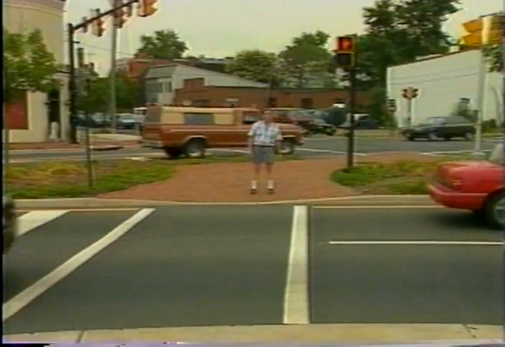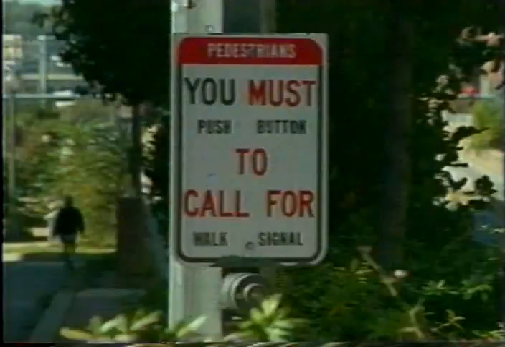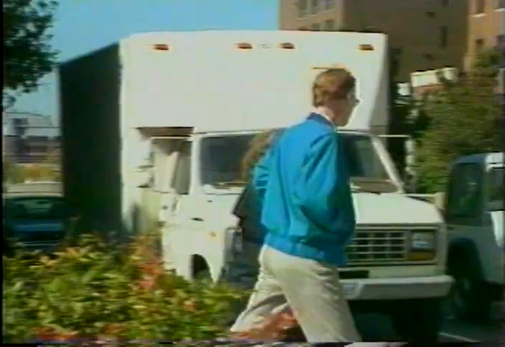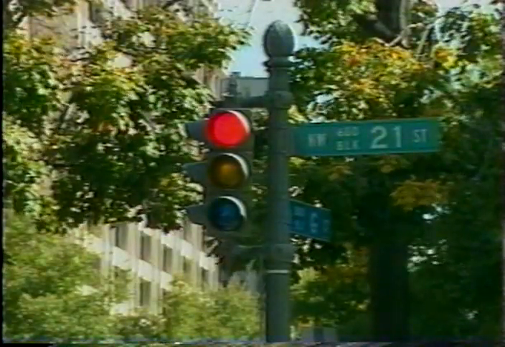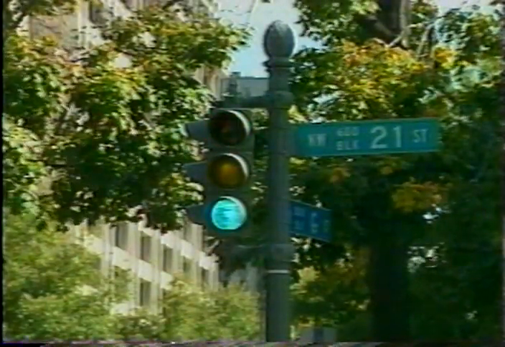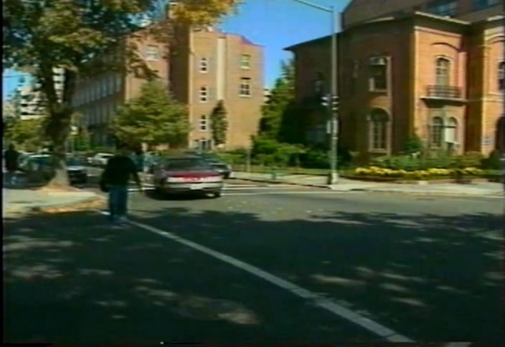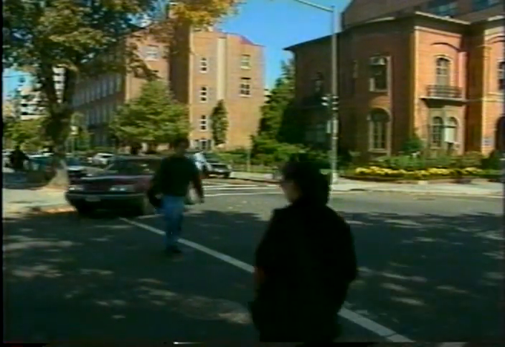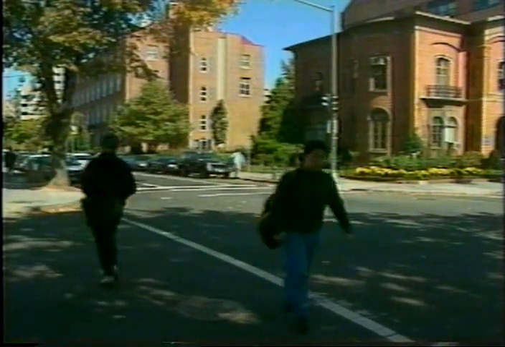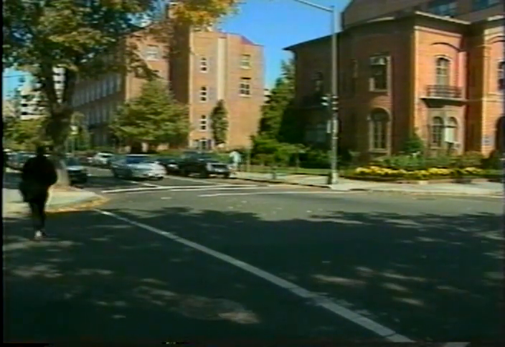Push buttons are used in three ways: to activate a signal to create a gap in traffic. When no pedestrian signal is present, the buttons can extend the green light to allow more pedestrian crossing time, and buttons can extend the walk phase of a pedestrian signal.